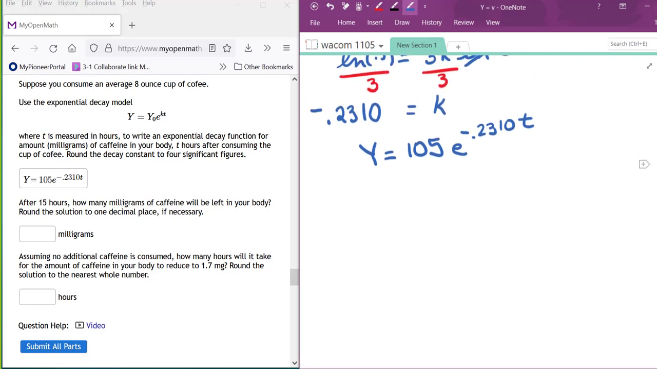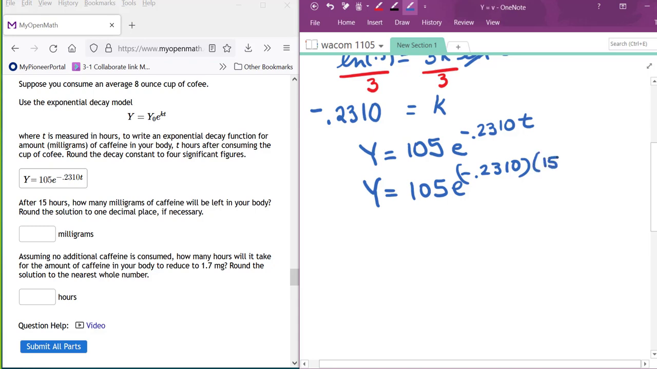After 15 hours, how many milligrams of caffeine will be left in your body? So we're going to work with this and just plug the 15 in for the t. So we're ready for the calculator. No logarithm here because you are not solving for an exponent.